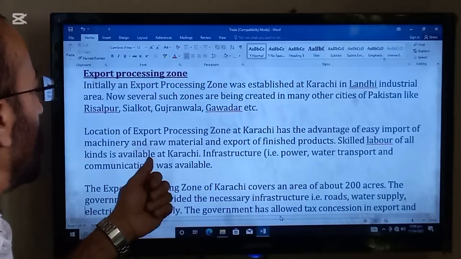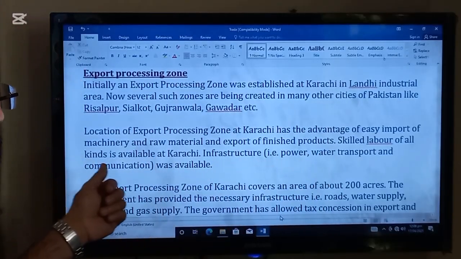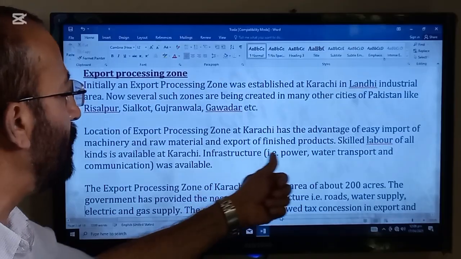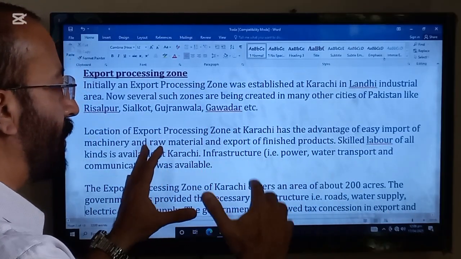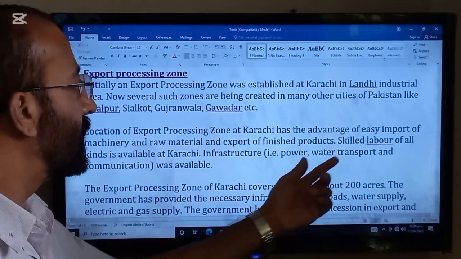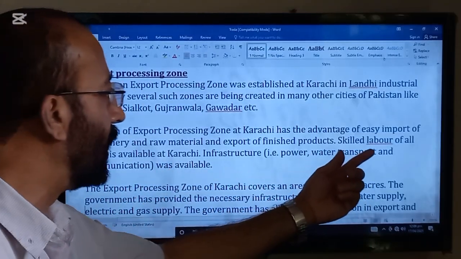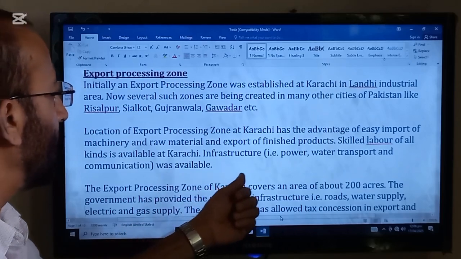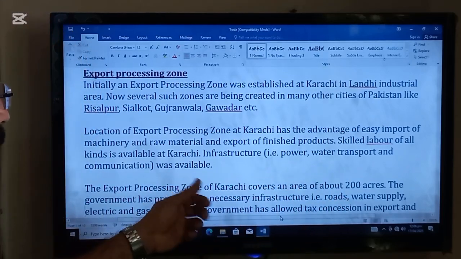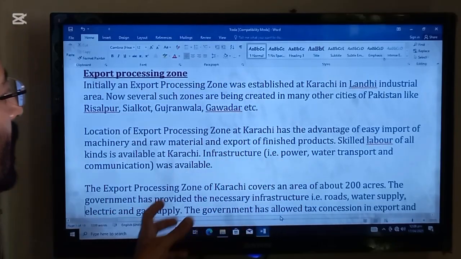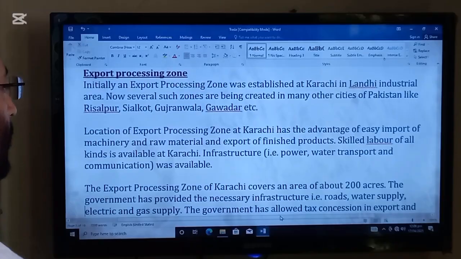The export processing zone at Karachi has the advantage of easy import of machinery and raw material and export of the finished products. So this is the easy access for importing and exporting products. Skilled labor of all kinds is available at Karachi. So this is another advantage. Infrastructure, including power, water, transport and communication, was available. So these were the advantages because of which the export processing zone was located at Karachi.